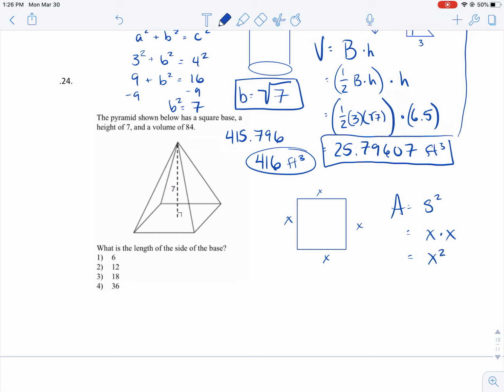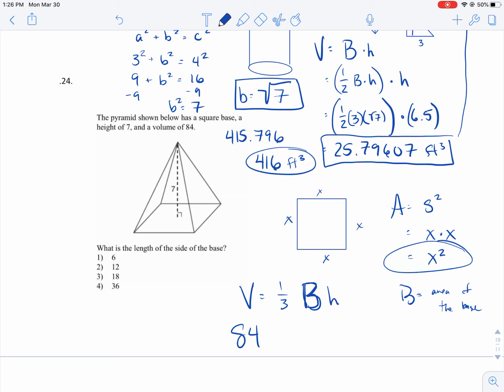So in order to find the area of a square, it's just going to be side squared, or in this case, x times x, or x squared. So this is the area of our base. We don't know what our area is, but we do know our volume. So let's go back to what the volume of a pyramid looks like. It's 1/3 base times our height, where the B is the big B. Don't forget the big B stands for the area of the base.